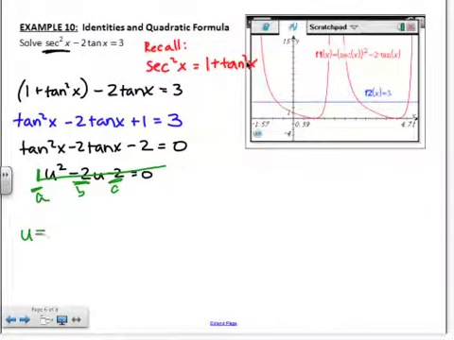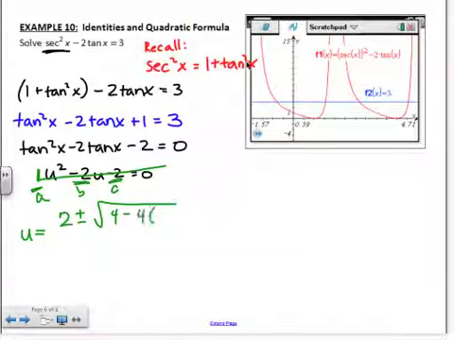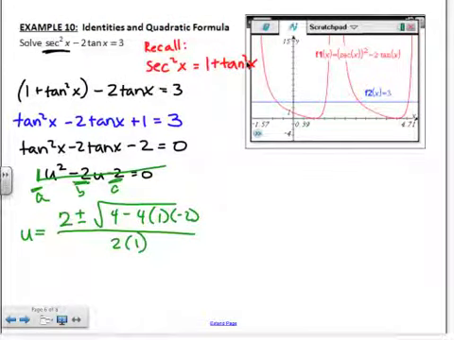u equals negative b plus or minus the square root of the quantity b squared, which is negative 2 squared, minus 4 times 1 times negative 2, all divided by 2 times 1. Done. Okay, not done, but closer to being done.